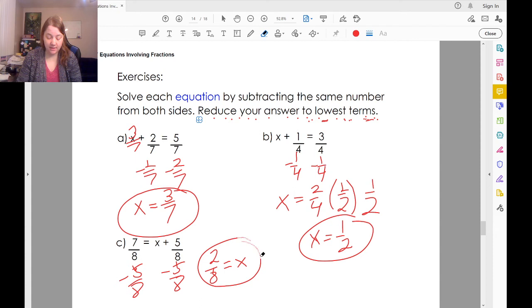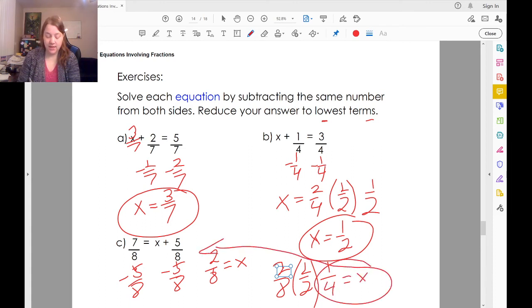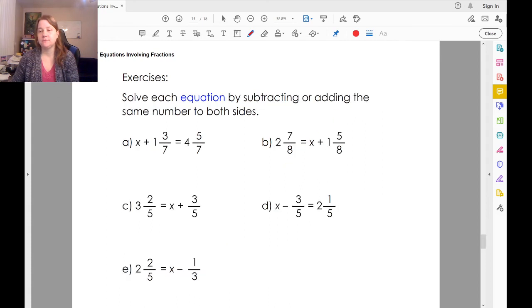2/8 is not in lowest terms. It's not in simplest form. Let's take that 2/8 and simplify by 2 over 2. They're both even, so I can simplify. 2 divided by 2 is 1. 8 divided by 2 is 4. So 1/4 equals x for our final answer.